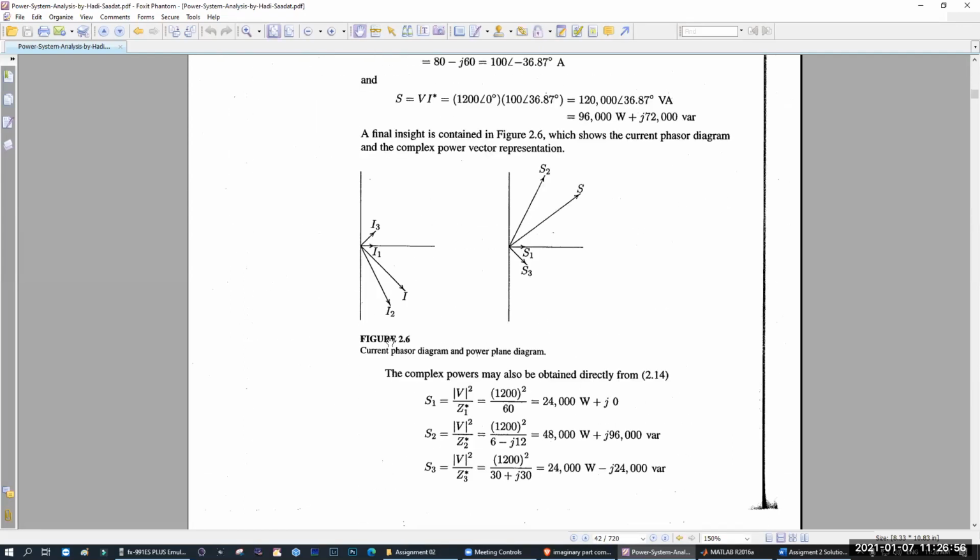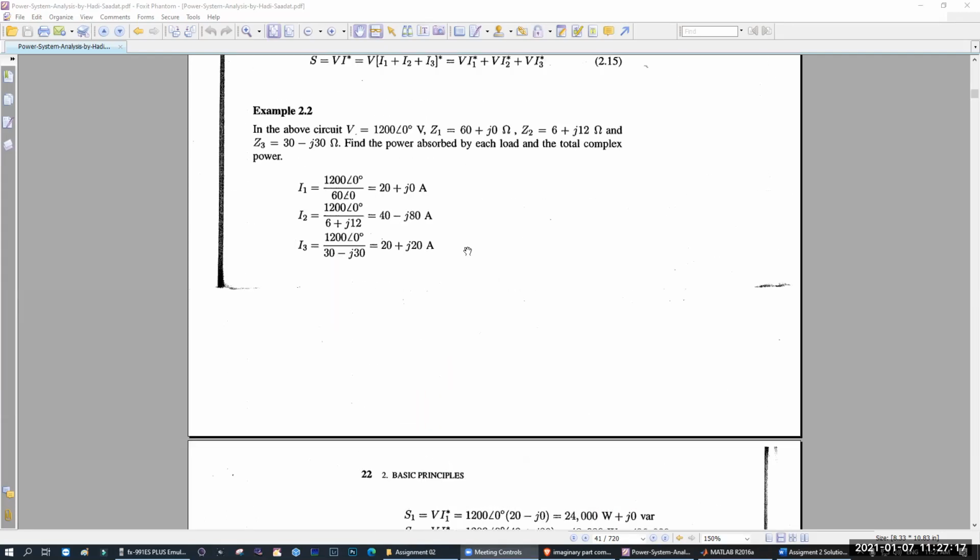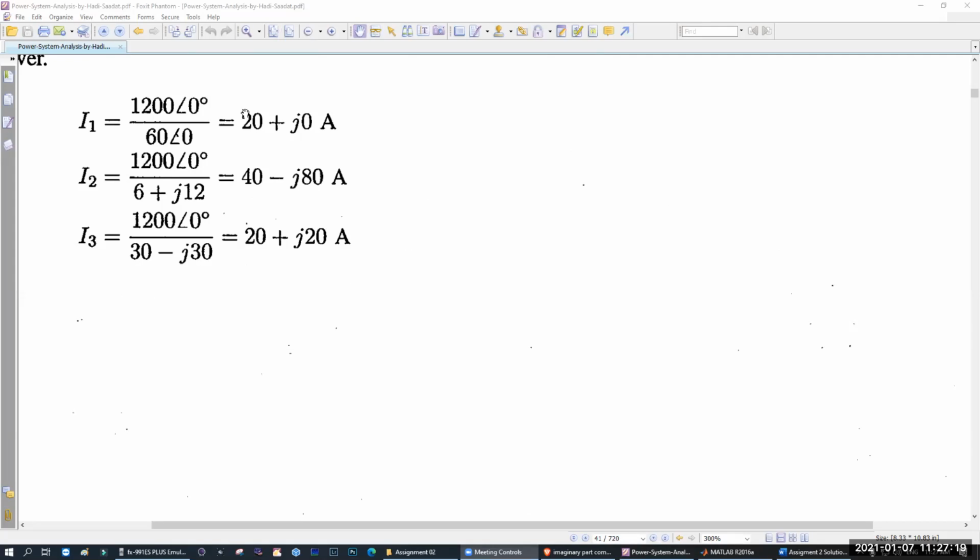In this first math, there's actually nothing. There's actually a current phasor diagram, current and power. This diagram is called a phasor diagram. This one is for current. This one is for power. Actually, pretty simple. I'm going to go to the current values here and show.